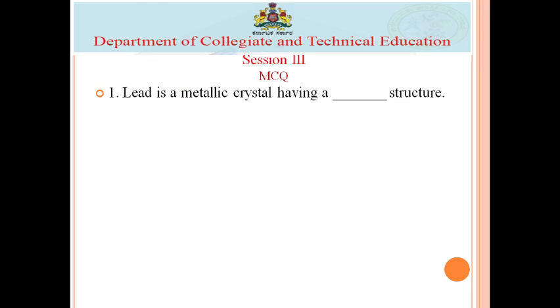And next, we move to the multiple choice questions. I'll ask some questions and give some options. First question is, lead is a metallic crystal having dash structure. Options are FCC, BCC, HCP and none of the above. And the answer is FCC, because lead has the FCC structure.